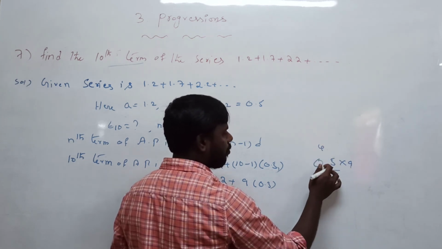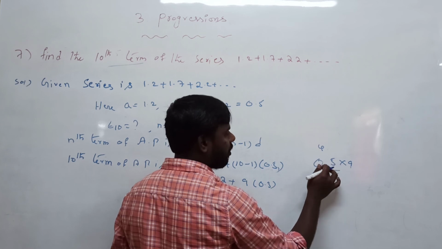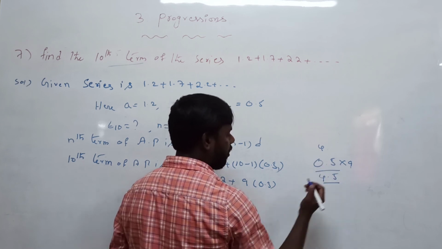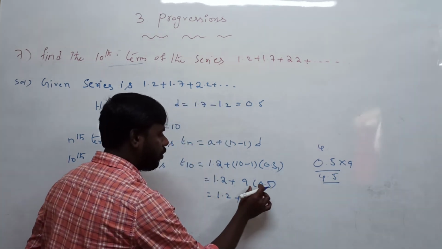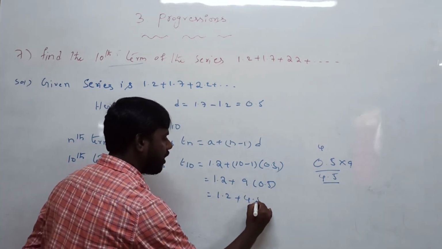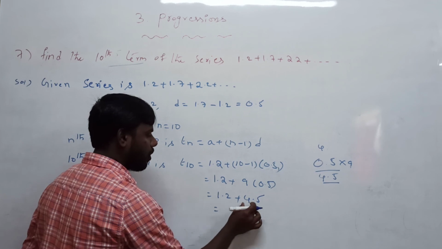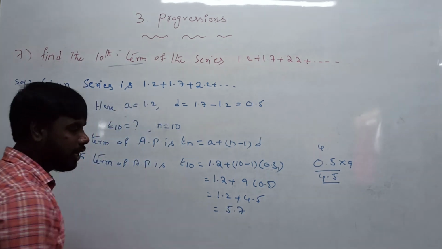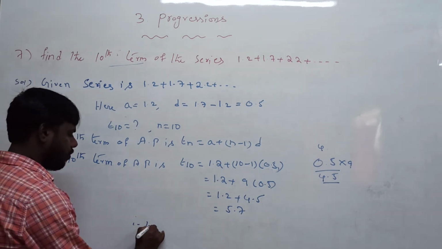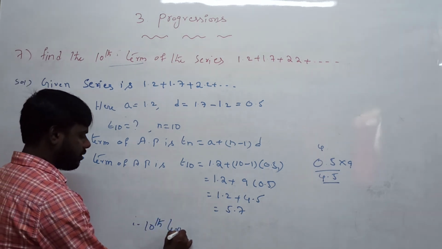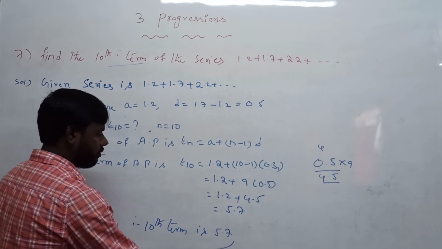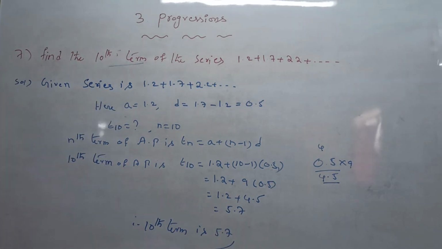How many digits after the point are there? Only one digit after the point. That's why we write one digit after the point: 4.5. 0.5 into 9 is 4.5. So 1.2 plus 4.5 is 5.7. Is it clear? Therefore, the 10th term is 5.7.